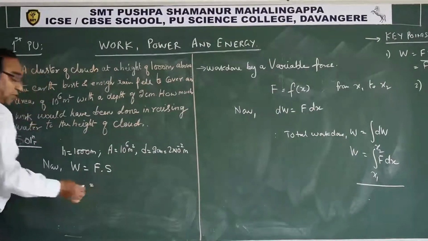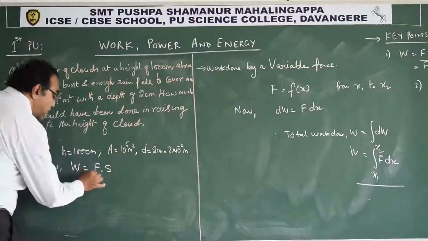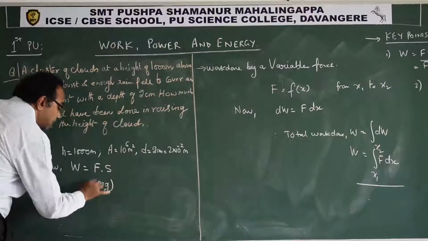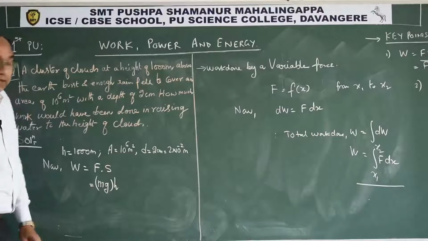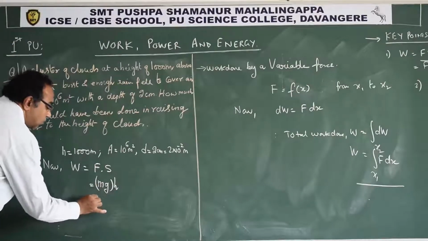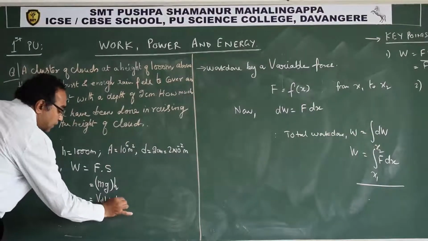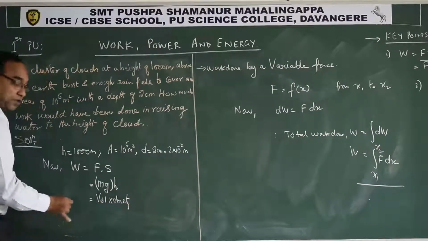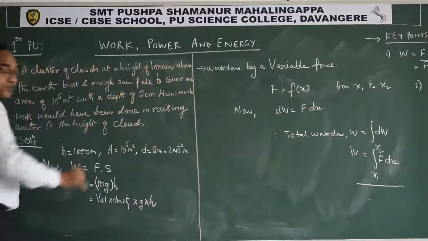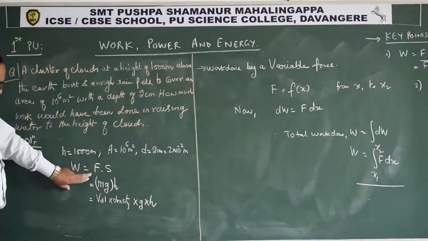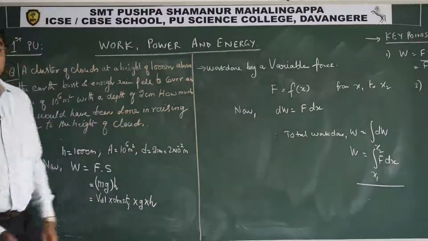Now here F is what? You are raising it against gravity, you are lifting it. So this force will become mg, and this is your h, height. So mass is what? Volume of water into density of water. Mass is volume into density into g into h. See how from the basic fundamental equation we are able to solve this question.